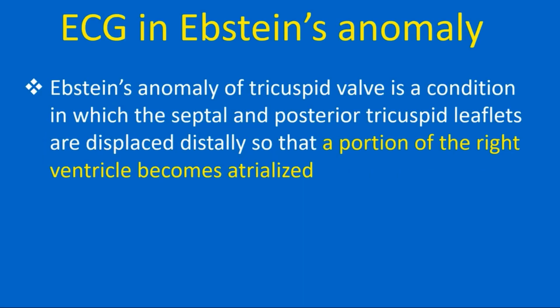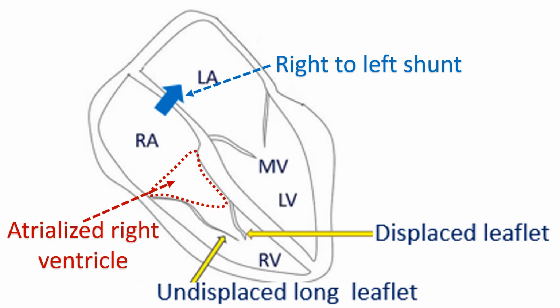Ebstein's anomaly of tricuspid valve is a condition in which the septal and posterior tricuspid leaflets are displaced distally so that a portion of the right ventricle becomes atrialized. The tricuspid valve in Ebstein's anomaly can have severe regurgitation or stenosis, both of which lead to enlargement of the right atrium. As part of the right ventricle is taken away by the right atrium, the right ventricle is small in Ebstein's anomaly. Sometimes there is an associated atrial septal defect.